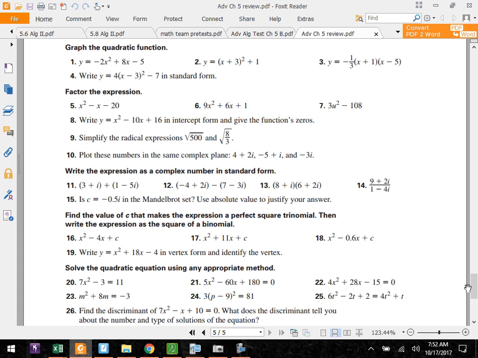Okay. Find the value of c that makes it a perfect square. Well, what's half of b? What's half of -0.6? Square it, you get 0.009. There's your c value.